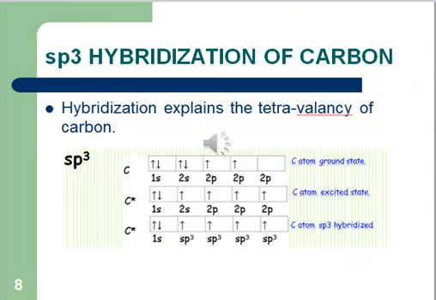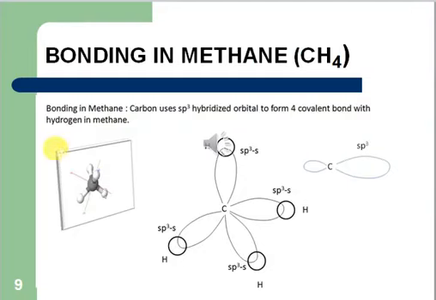Let's check the example here. We have methane, where carbon uses its sp3 hybridization. These are the 4 sp3 hybrid orbitals, shown in gray color here. All of these orbitals are of exactly the same length, and the angle between each pair of orbitals is 109.5 degrees. So this is 109.5, this is 109.5, this is 109.5. They are exactly the same.